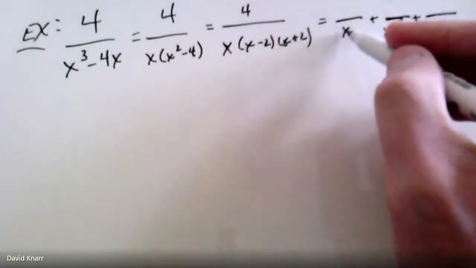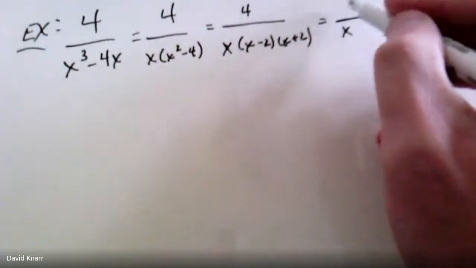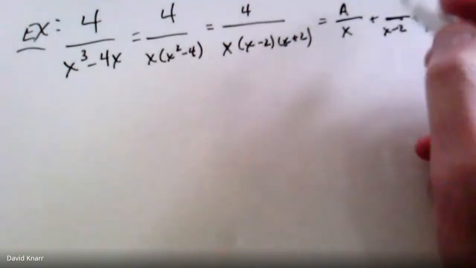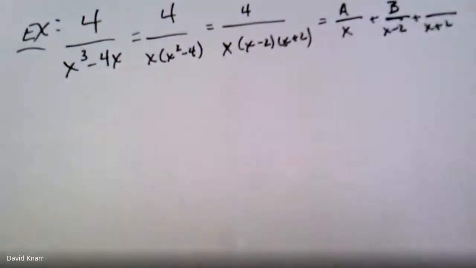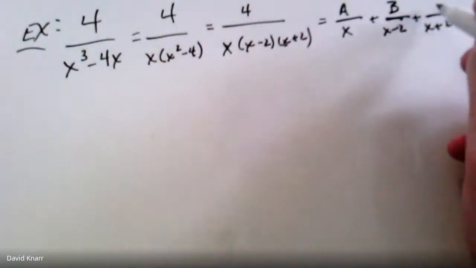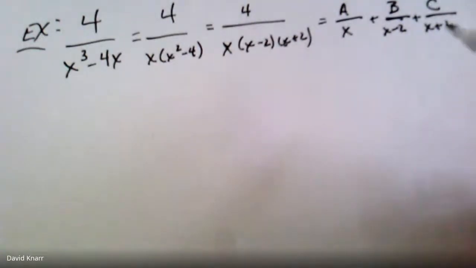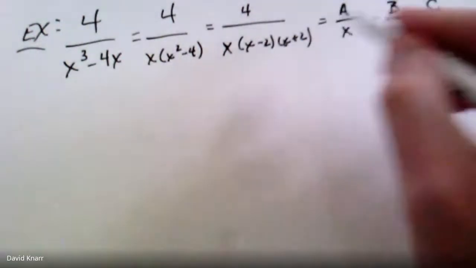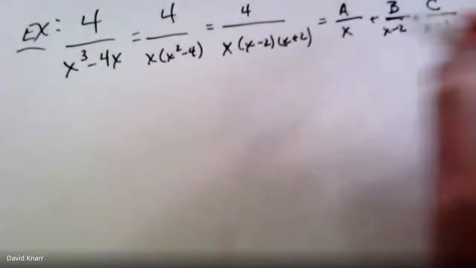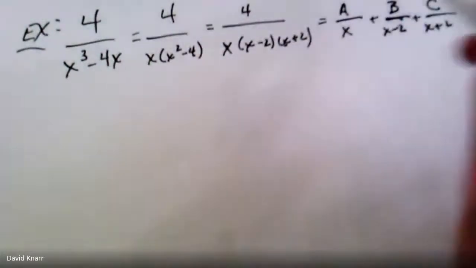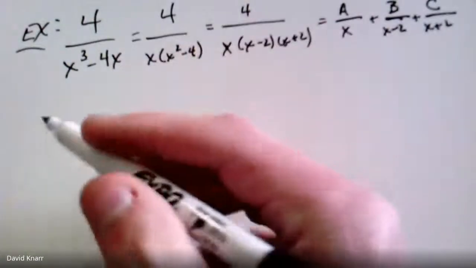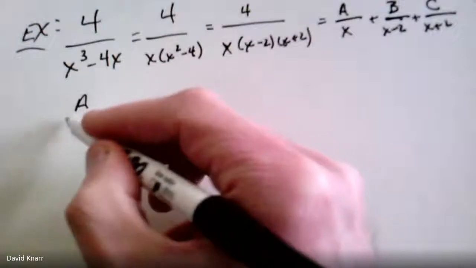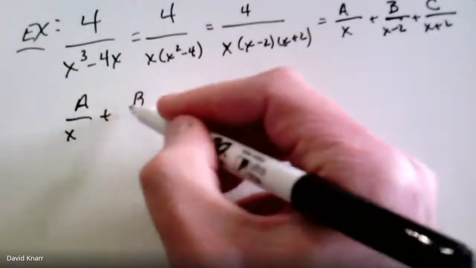On top of the x is linear, so all I can put here is a number, a. x minus 2 is linear, b. Doesn't have to be the same as that. x plus 2 is linear, c. All 3 of them could be different. So those are my partial fraction setup. Now, I need to find a common denominator. So let me come down here and I'll find the common denominator down here.